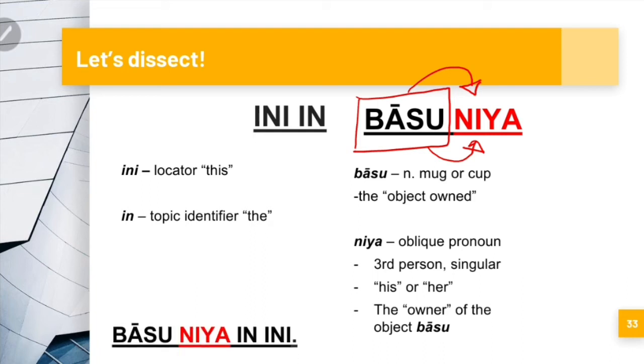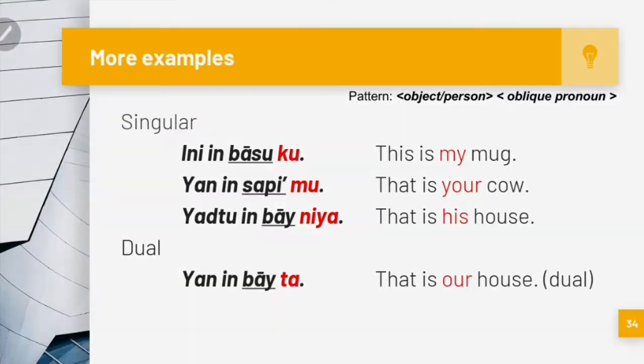So we can also say baso niya in ini, or in ini iniin baso niya. More examples we have for the singular forms. Iniin basuku. This is my mug.